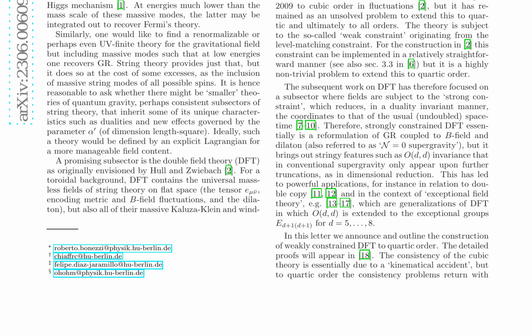By overcoming the obstacles posed by the weak constraint, the authors have successfully extended the theory, providing a more comprehensive framework for understanding quantum gravity. The detailed proofs supporting this construction will be published separately, offering a valuable resource for researchers seeking to build upon this innovative work. The implications of this achievement are far-reaching, as weakly constrained double field theory has the potential to reconcile the principles of general relativity and quantum mechanics, ultimately contributing to a more unified understanding of the universe.